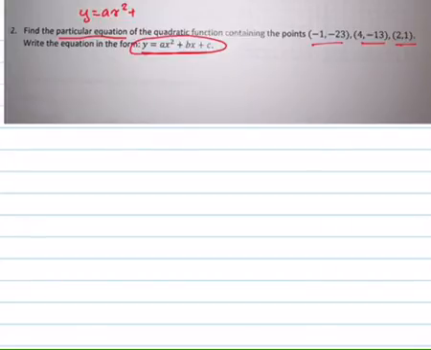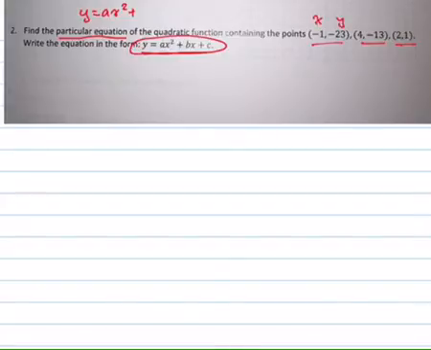You remember how if I gave you 2 points, you could find a line? Well, if I give you 3 points, any 3 points, there's a unique parabola that contains those 3 points. Kind of like 2 points determine a line, 3 points determine a parabola. So how do you find that parabola? Well, it's a cool little trick, if you have a graphing calculator that includes matrices.